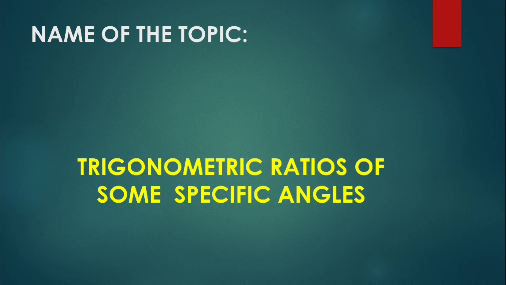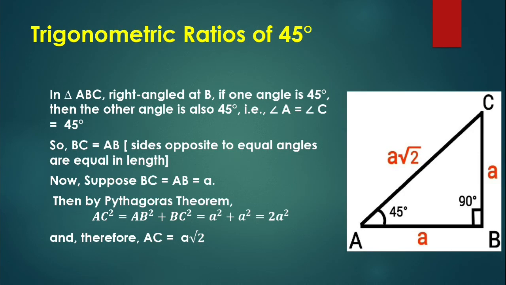That means suppose I am evaluating the value of sin 0 degree, cos 0 degree, tan 0 degree, then cosec 0, cot 0 and sec 0. In this way we will find these trigonometric ratios at these 5 specific angles 0, 30, 45, 60 and 90. So let us start with trigonometric ratios of 45 degree.